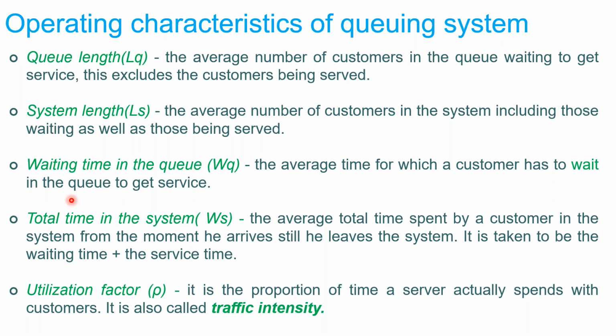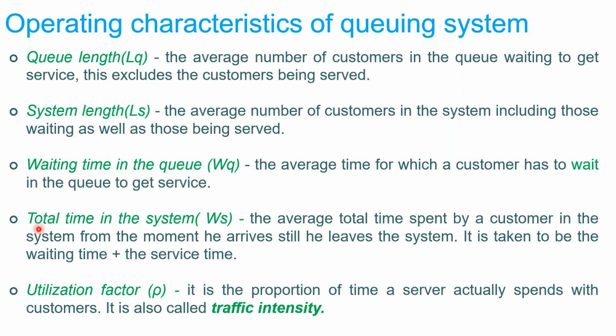So the average time that a customer spends waiting for the refuel is nothing but the waiting time in the queue. Okay, from this example, it is the average time for which a customer has to wait in the queue to get service. The representation is WQ, and waiting time in the queue is done.